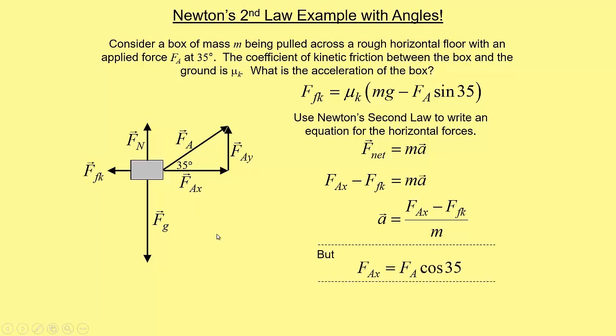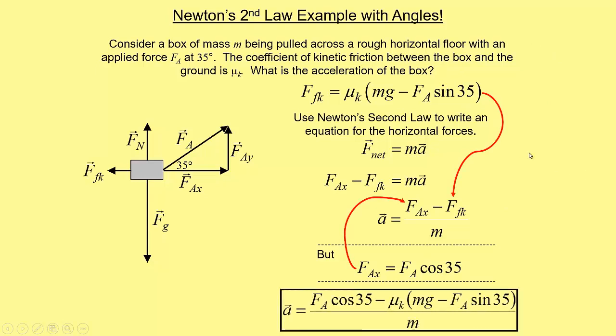So F of AX would be F of A cosine of 35 degrees. Again, if needed, write out an extra step. That would get plugged in right there. This will get plugged in right there. And there it is, in all of its beautiful symbolic glory. About the only way I could have made this more symbolic would have been to call the angle theta. But I figured I had to give it a number just so we could draw the actual picture, the vector diagram. But I could have just called it theta or something like that.